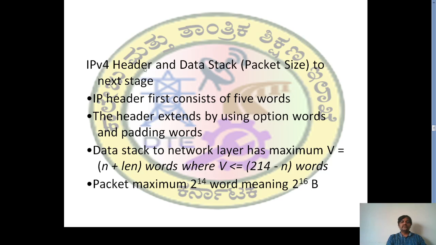IP version 4 header and data stack to next stage. IP header first consists of 5 words. The header extends by using option words and padding words. Data stack to network layer has maximum v is equal to n plus length, where v is less than or equal to 124 minus n words. Packet size maximum is 2 power 14 words, that is meaning 2 power 60 bytes.